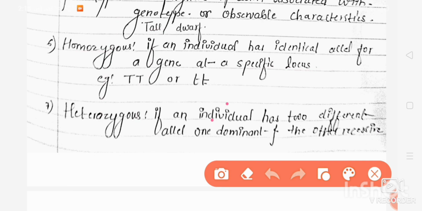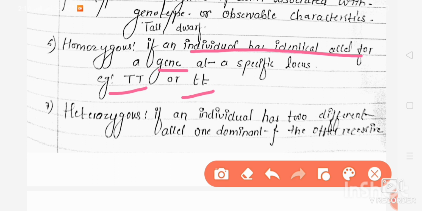Talking about homozygous, as the term homo represents same. So if an individual has identical alleles, then it is termed as homozygous. So if we consider capital T capital T or small t small t, then it comes under homozygous. That is, the individual is having identical or the same genes.